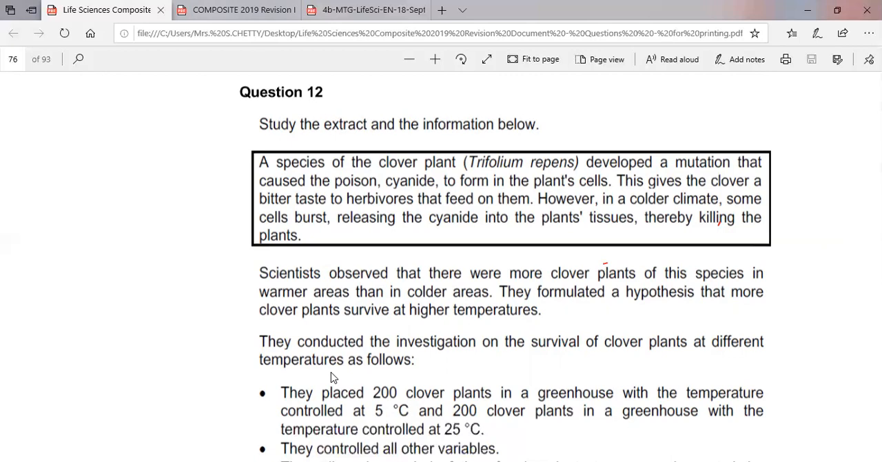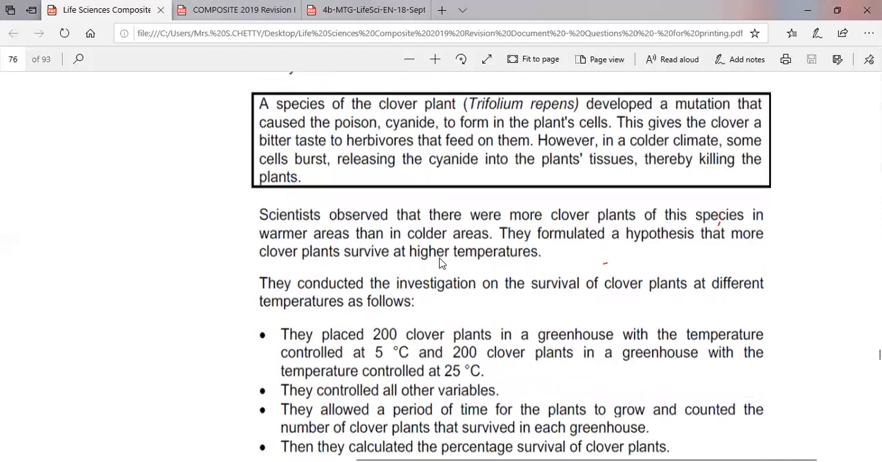Question 12. Study the extract and information below. Always read your question 2 or 3 times over. That is why reading time is so important in life sciences. A species of clover plant, once again, don't try and pronounce those scientific names. A species of clover plant developed a mutation.